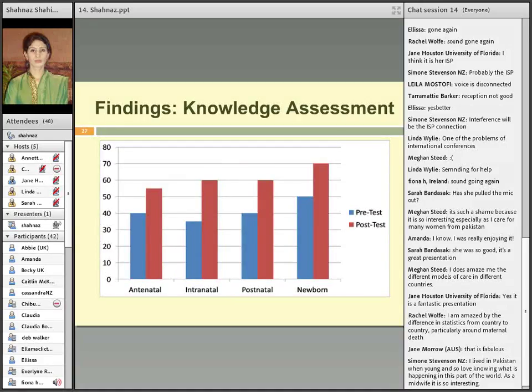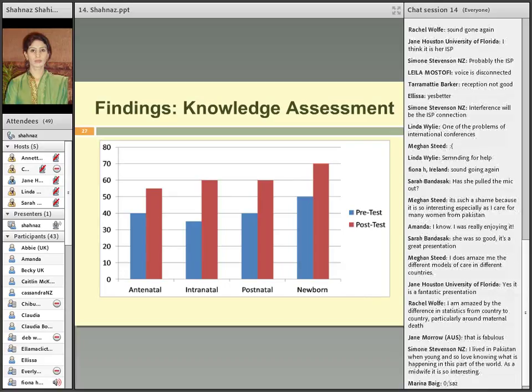This slide shows the knowledge assessment of the participants in terms of antenatal, intranatal, postnatal, and newborn care, pre and post. So pre is the blue bar, and post is the red bar. If you see, there is an increase in the post test in all the modules. Although we used the Stephen Harvey tool, still the participants were not able in all the components to achieve the level of competencies as given by the Stephen Harvey.